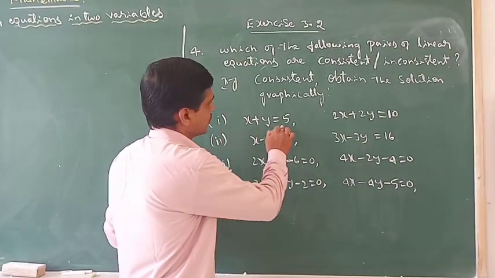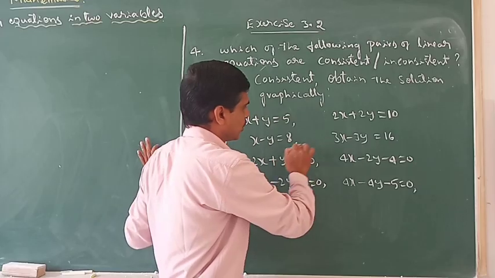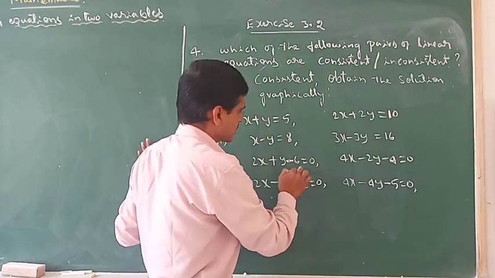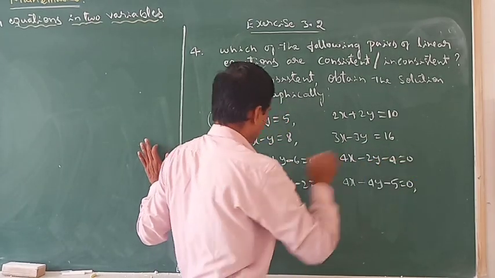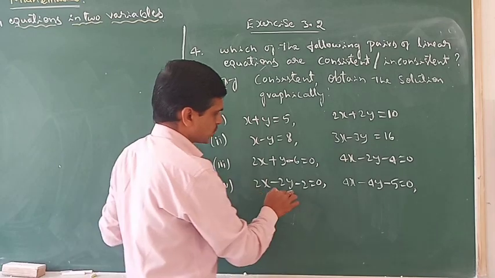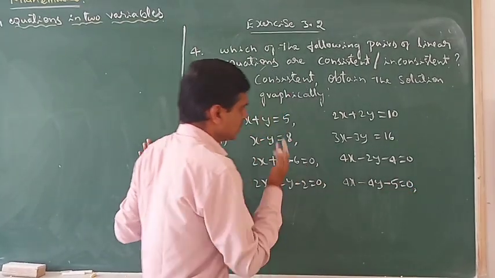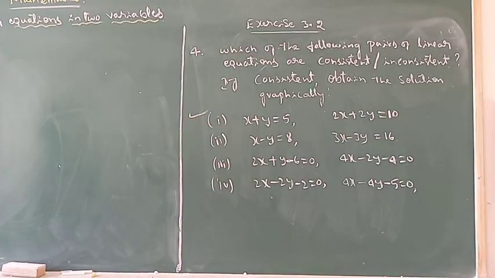So the first one: x plus y is equal to 5, 2x plus 2y is equal to 10. Second one: x minus y is equal to 8, 3x minus 3y is equal to 60. Third one: 2x plus y minus 6 is equal to 0, 4x minus 2y minus 4 is equal to 0. Fourth one: 2x minus 2y minus 2 is equal to 0, 4x minus 4y minus 5 is equal to 0. So by observing all these examples, take their coefficients.